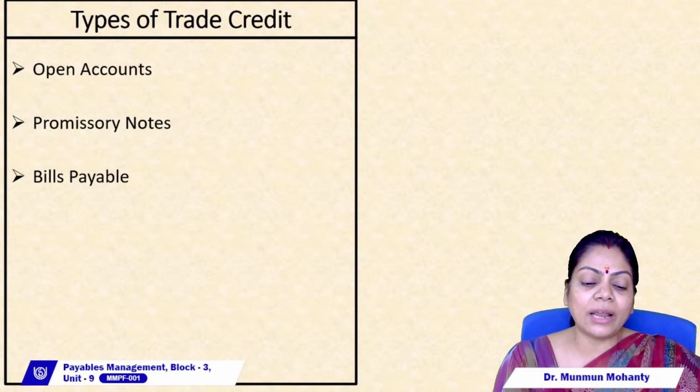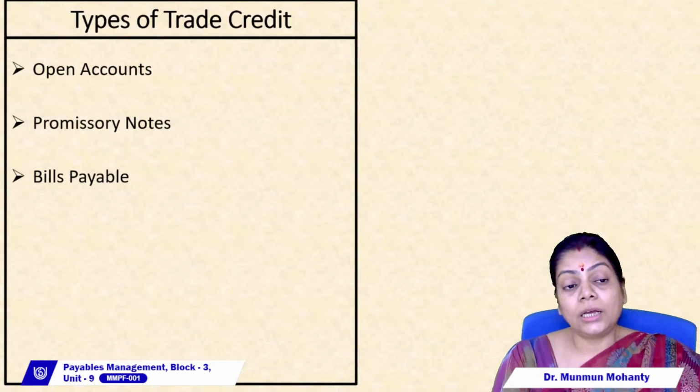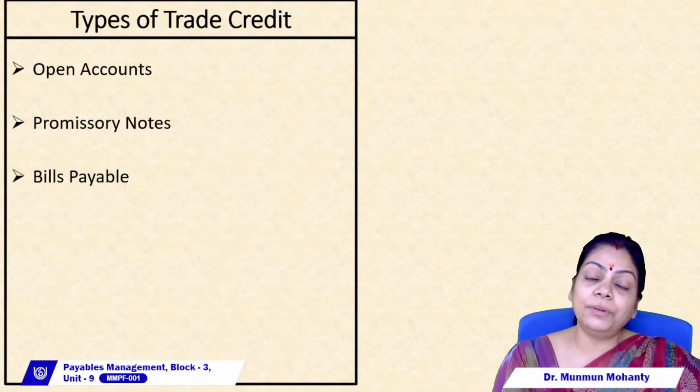So this is basically you are acknowledging that there is a debt on you. So that is a promissory note. The most formal kind of an agreement is the bills payable, which is a negotiable instrument.